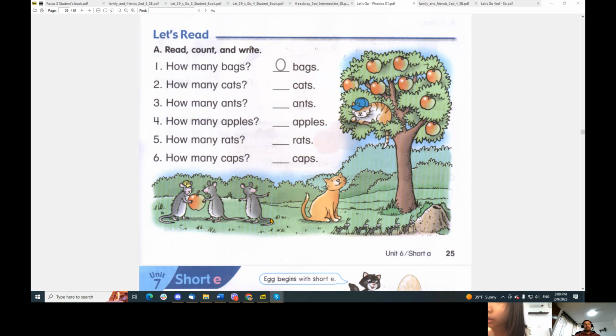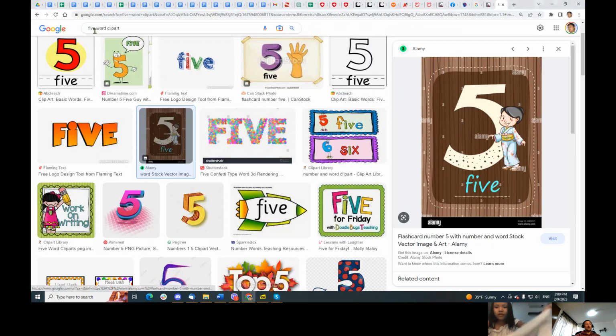1, 2, 3, 4, 5, 6, 7, 8, 9, 10. What do you think, Lulu? How many apples? I don't know, so I'm number 9. Oh, number 9. Okay. Let's check about 9, Lulu.